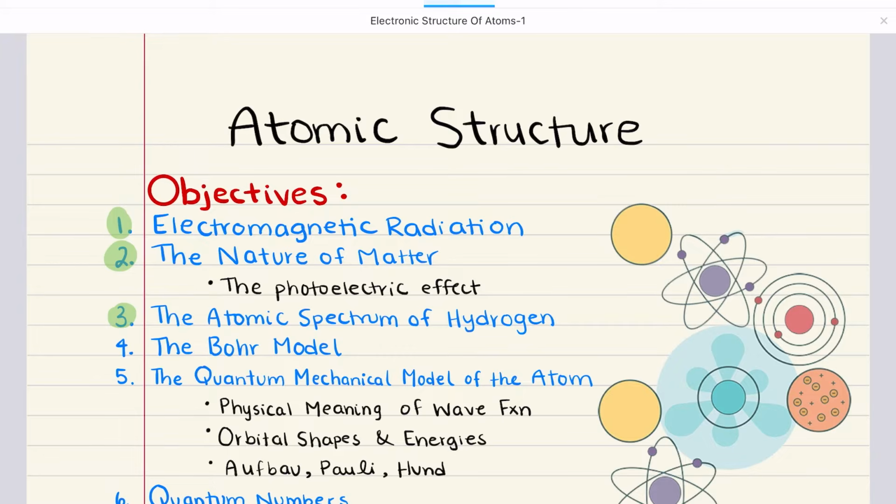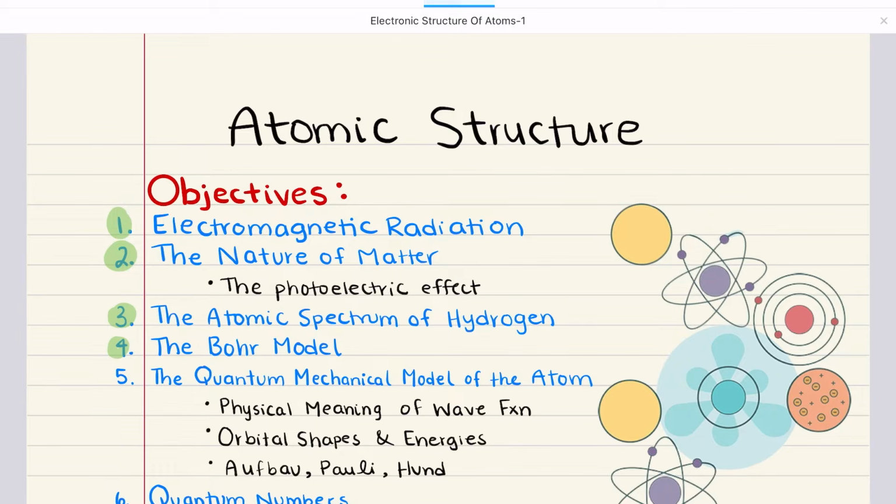Then we'll move into the third objective, the atomic spectrum of hydrogen. Here we're going to talk about the absorption and emission spectrum of hydrogen, and we're also going to highlight the importance of hydrogen's line spectrum and what it reveals about atomic structure. Then we move on to the fourth objective, Bohr's model of the hydrogen atom. With the line spectrum fresh in our minds, we're going to explore Bohr's model of hydrogen, and we're also going to cover the Rydberg equation, which is crucial for understanding energy levels.